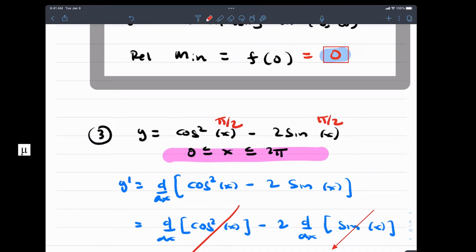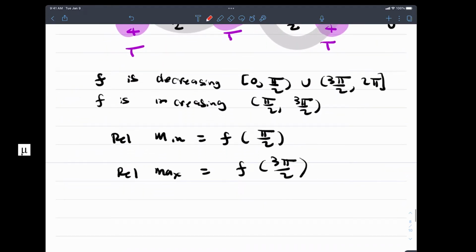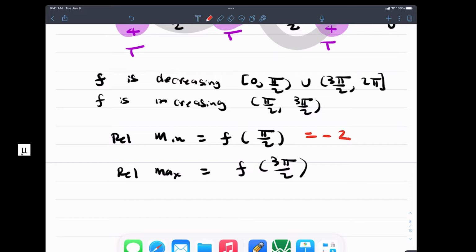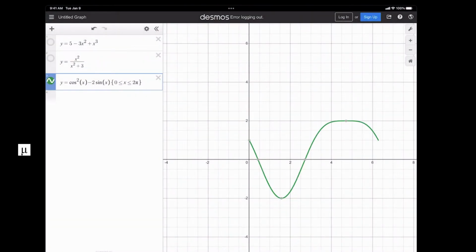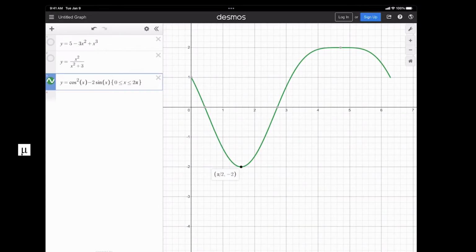Well, pi over 2 is 90 degrees. Cosine 90, I think this one's 0. 0 squared is 0. Sine 90 is 1, so this will equal negative 2. So in other words, when it's 90 degrees, we get a negative 2 value here. You can check 270, but I'm going to check my favorite Desmos. This is 90 degrees, and sure enough, we're at negative 2. Isn't that the minimum altitude?